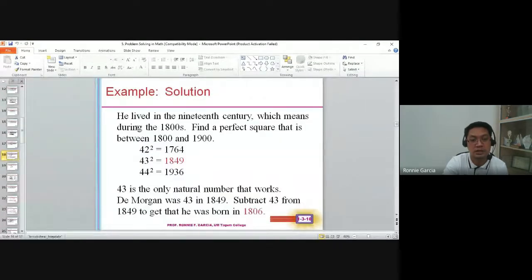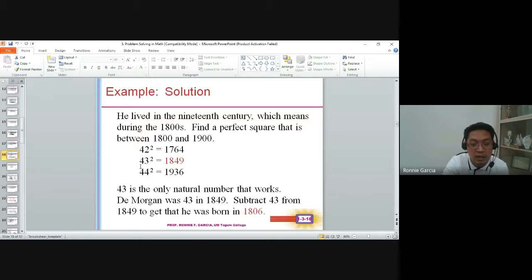This is the explanation. So he lived in the 19th century, during the 1800s, so you start at 1801 actually, because 1800 is the end of the 18th century. Then there is the x squared placed here, right? So you have to find a perfect square that is within the 19th century. If you do trial and error, squaring numbers, you will get many numbers, but your focus is only on the results between 1800 and 1900.